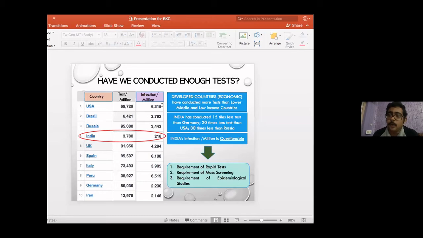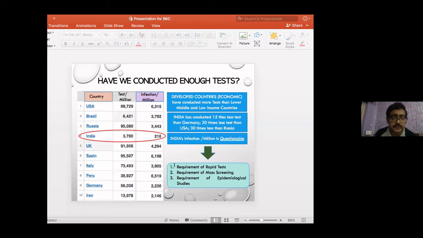And India has conducted 15 times less tests than Germany, 20 times less tests than USA, and 30 times less tests than Russia. Therefore, India's infection per million, which is very low, that is 216 in comparison to all other countries that you can see in the table, is a big questionable fact. So we require rapid test methods, we require mass screening, and the requirement of epidemiological studies is very, very important at this juncture.